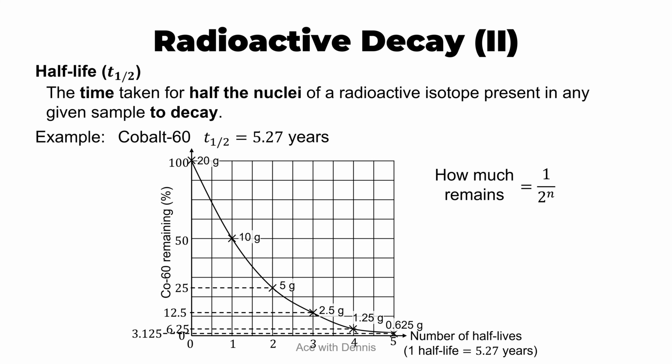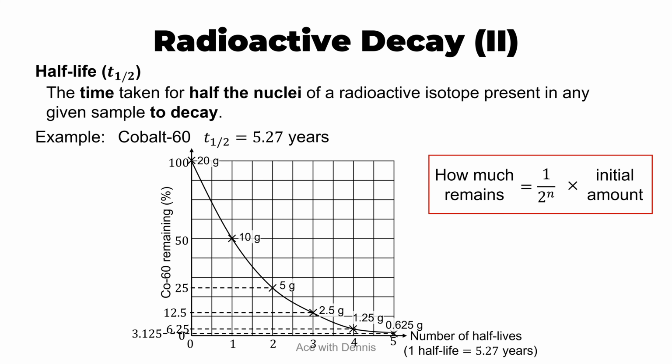So the formula will be 1 over 2 to the power of n times the initial amount.